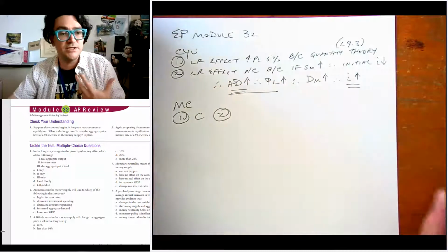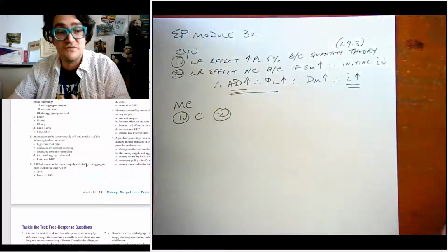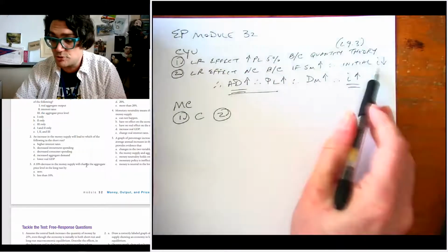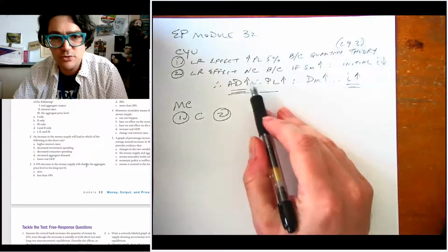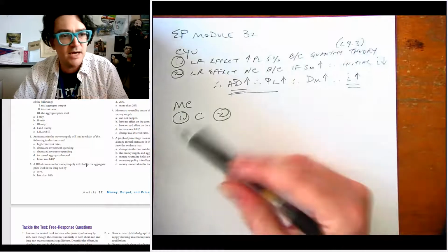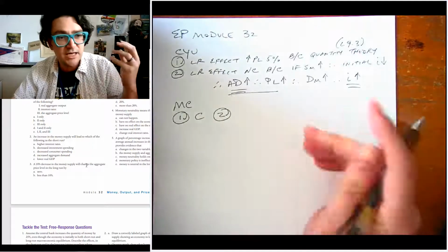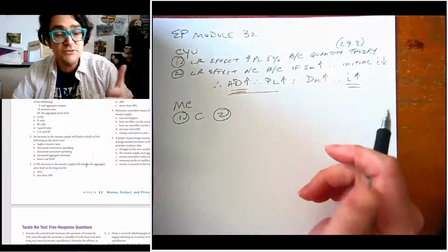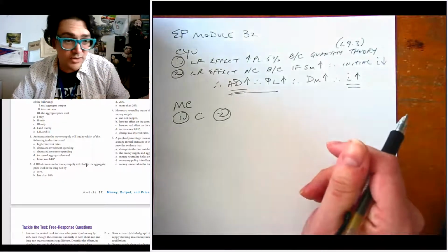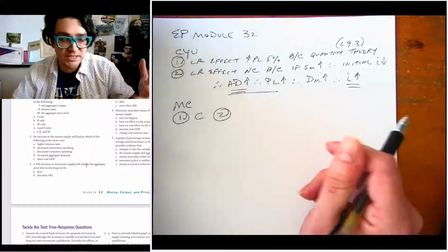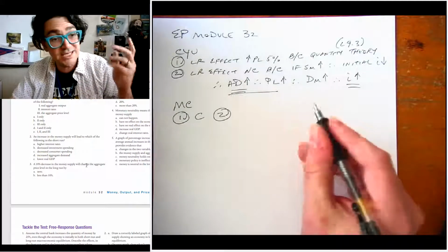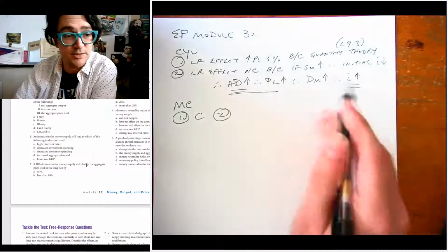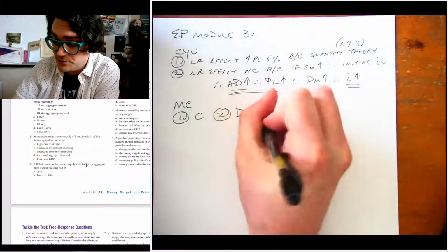Number 2 says an increase in the money supply will lead to which of the following in the short run? So in the short run, we get some changes. It pushes the interest rate down, makes aggregate demand go up, makes price levels go up. Higher interest rates? No, it's not going to cause interest rates to go up. It'll cause them to go down. Decreased investment spending? No, again, it should cause it to go up. Decreased consumer spending? No, it does cause increased aggregate demand, though. Basically the same chain that we just talked about up here. So D for number 2.